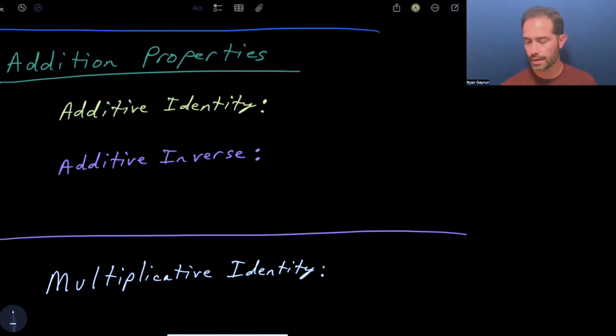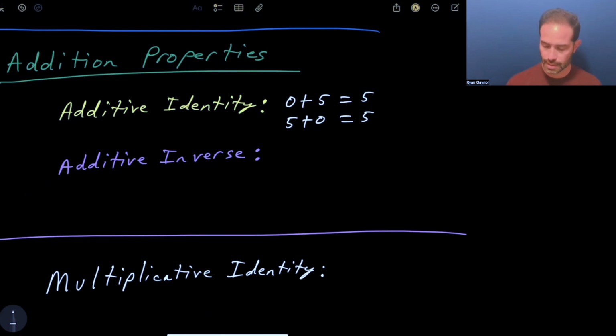Let's say we have 0 plus 5, right? So that is just going to equal 5. And even if we wrote it the other way, 5 plus 0, that still is equal to 5. So it's called additive identity, right? We're adding 0 both times, but the identity does not change. It stayed 5 both times.